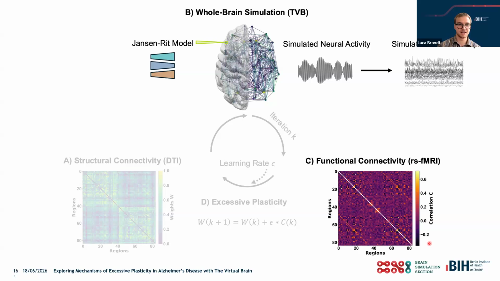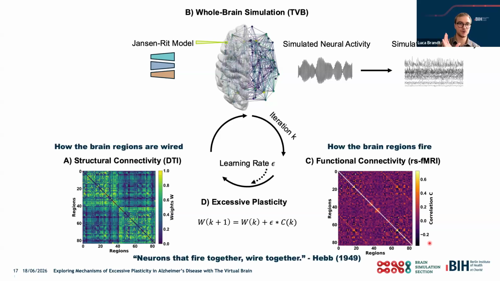So we now have all the ingredients to formulate a simple plasticity rule. So the correlation matrix or the functional connectivity matrix C and the structural connectivity matrix W. So after the Hebbian plasticity rule from the beginning, neurons that fire together wire together, we change the structural connectivity matrix by adding the functional connectivity matrix with a regulating learning rate.